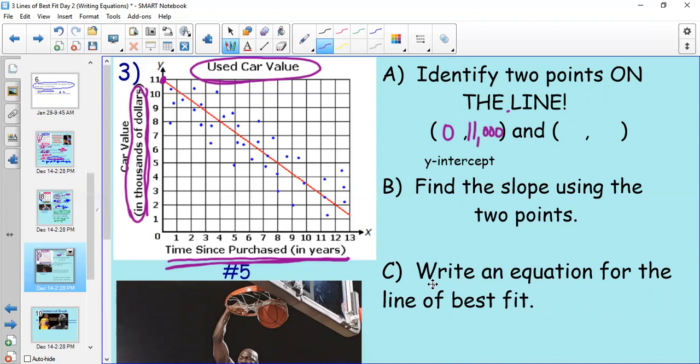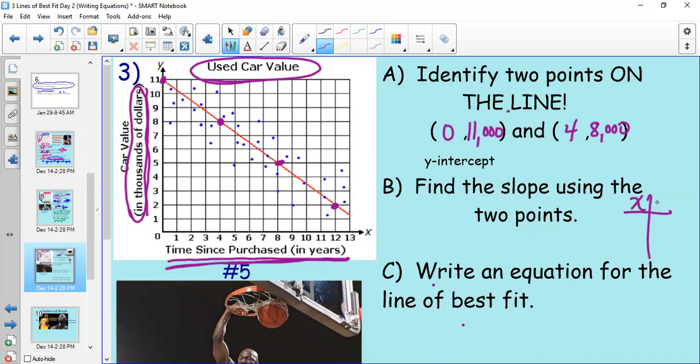We need to choose another point close. 1 year, there's not a point. 2, nope. 3, nope. 4, there is though. So we're going to use the point at 4. I'm going to see if it continues that pattern of down 3, right 4. So down 3, right 4. Yep. So that means I have a good slope because it follows that pattern of down 3, right 4. But that was after 4 years, the car cost not $8, but $8,000.